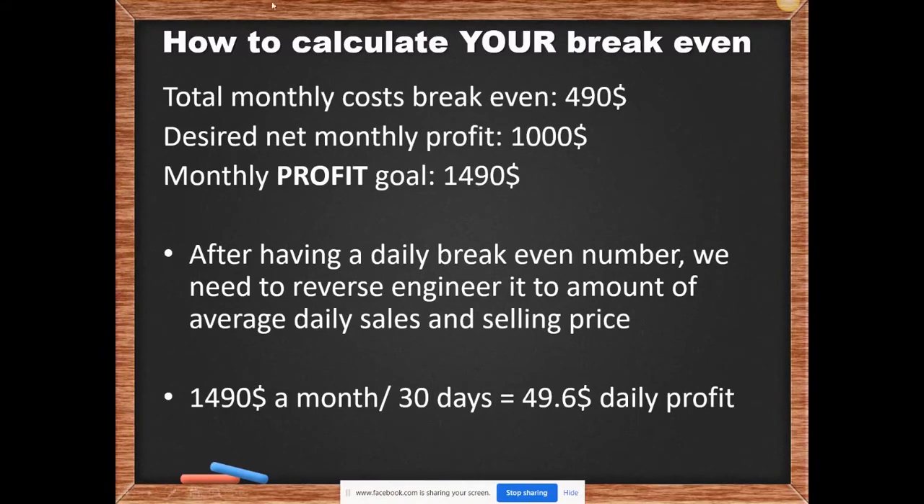Right? Because this number is just to cover my break-even costs, right? And this is for what I'm actually working for, right? Because I need to make money, I need to make profit, right? So after having a daily break-even number, we need to reverse engineer it to amount of average daily sales and selling price. Okay, because you know I have a goal, right? I need to make a profit of $1,000 and let's say $500. Okay, but I need a plan, right? Like a blueprint, how to get to it.